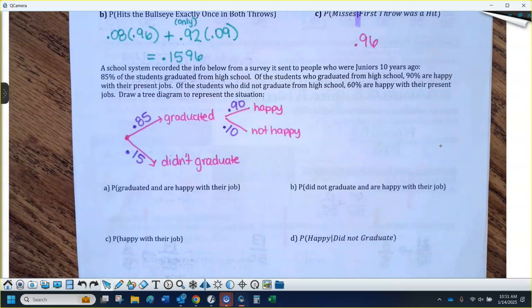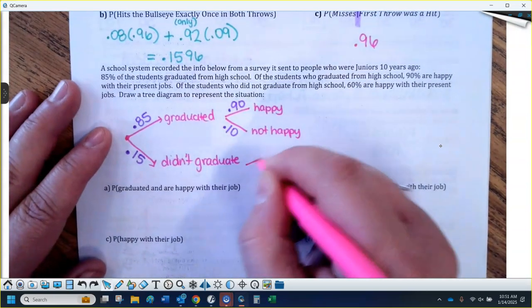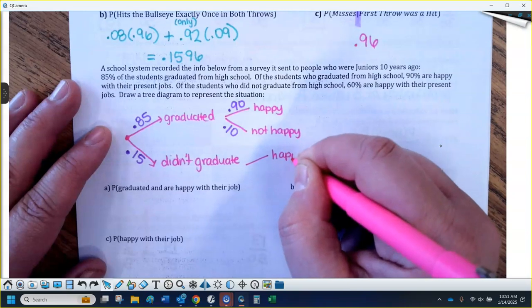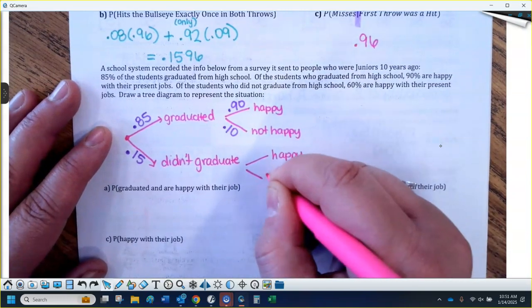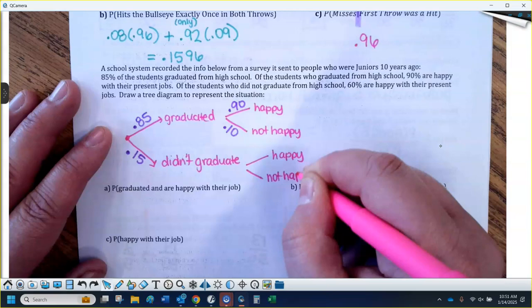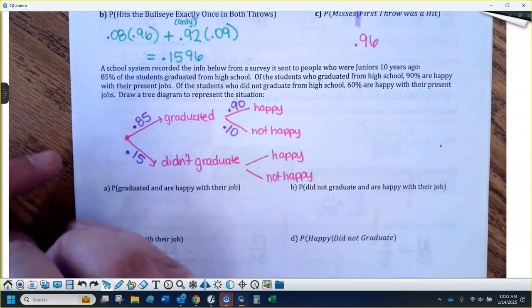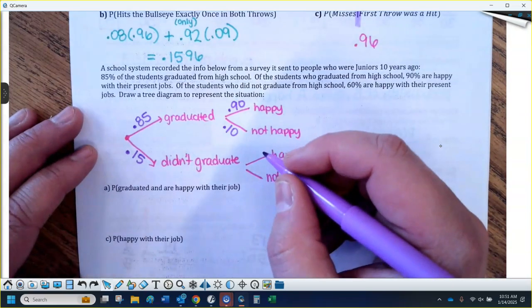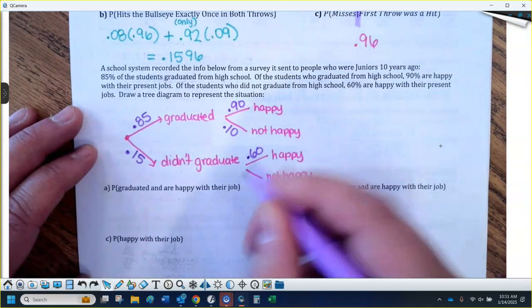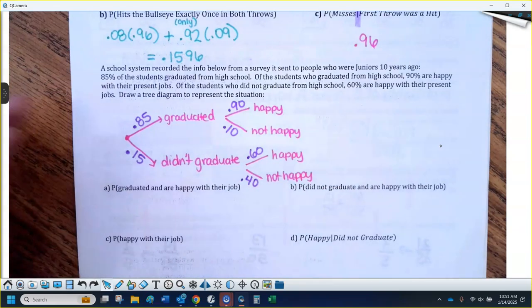Okay, then it says, of the students who didn't graduate, so now I'm on this branch down here, 60% are happy with their current job. And so if 60% are happy with their job, what percent would not be happy with their job? 40, right. Okay, so this would be 0.60, this would be 0.40.